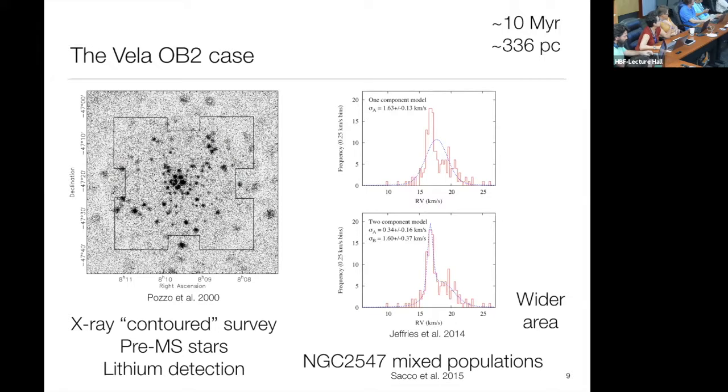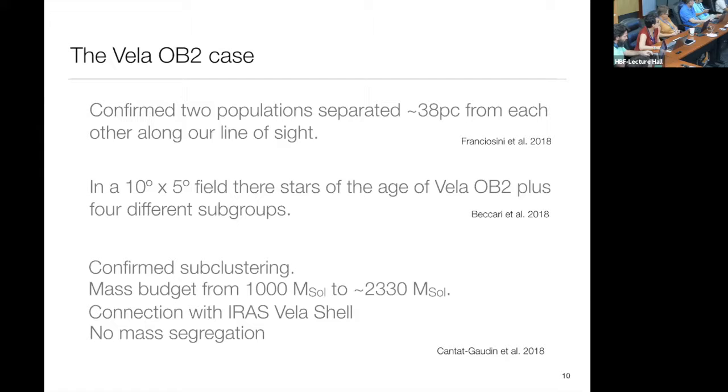And then you kind of make a zoom out, explore a wider area, and you see that there is a mixed population. And just in the last year, with the Gaia Data Release 2, basically you kind of see the overlap of different subclusterings, that the area of the region is so much larger than previously thought, and the mass budget increases also a lot, and it's even connected with an IRIS Vela shell.